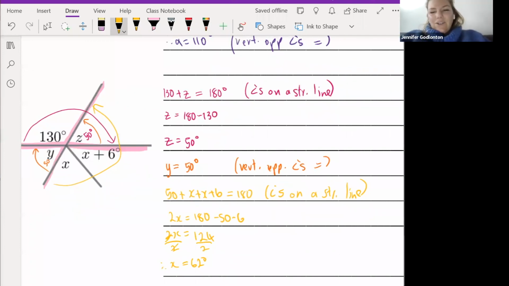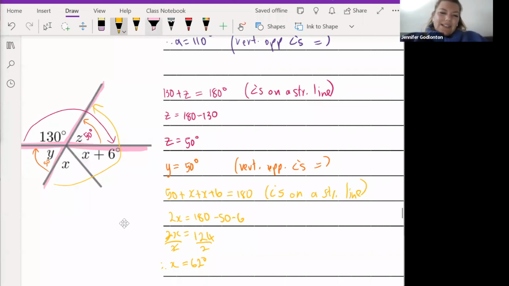Okay, so Tracy used angles on a straight line. Did anyone do this in a different way? Did anyone find X a different way? Let's have a look. Celeste, did you do it in a different way? Oh, no, I've lost you.